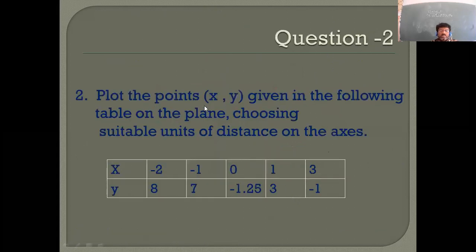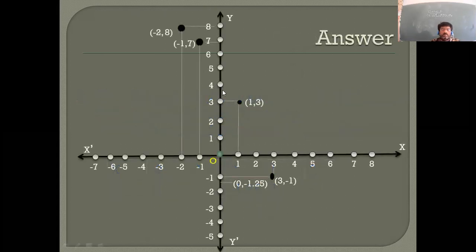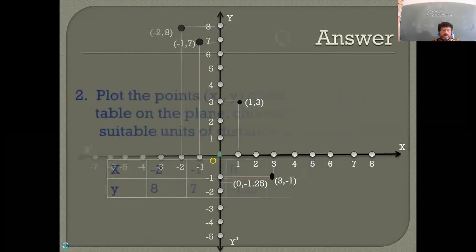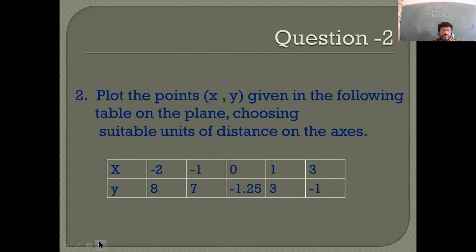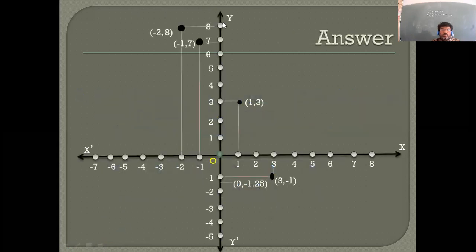Next question: plot the points (x, y) given in the following table on the plane, choosing suitable units of distance on the axis. (-2, 8), (-1, 7), (0, -1.25), (1, 3), (3, -1). So let us mark these points. The first point was (-2, 8). This is the point (-2, 8).